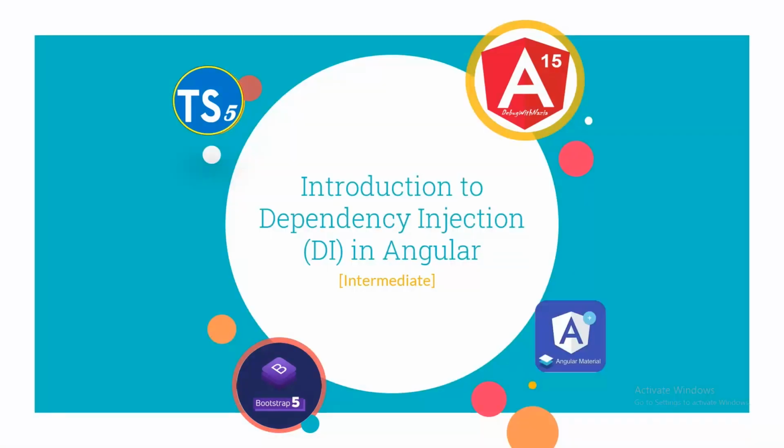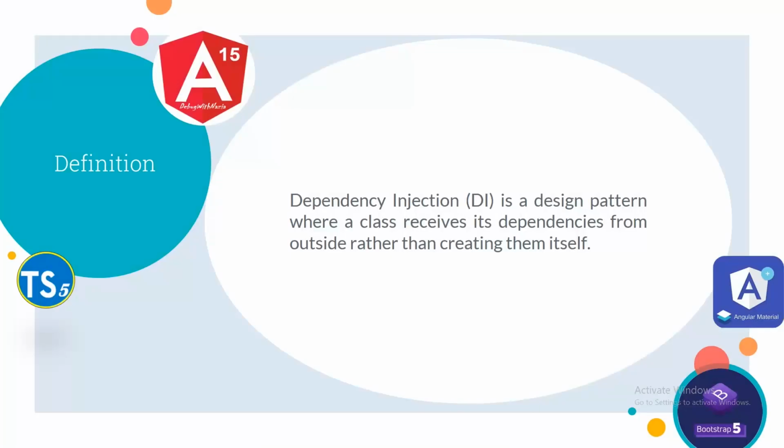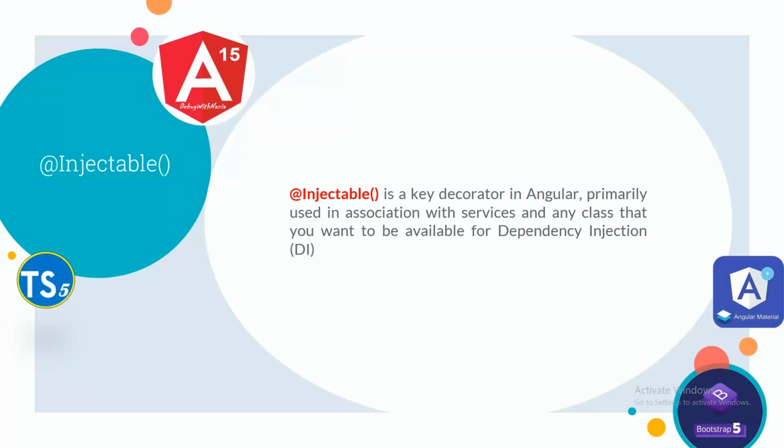In today's lecture, we will explore dependency injection in Angular. Dependency injection is a design pattern where a class receives its dependencies from outside rather than creating them itself. Next, what is Injectable? Injectable is a key decorator in Angular, primarily used in association with services and any class that you want to be available for dependency injection.